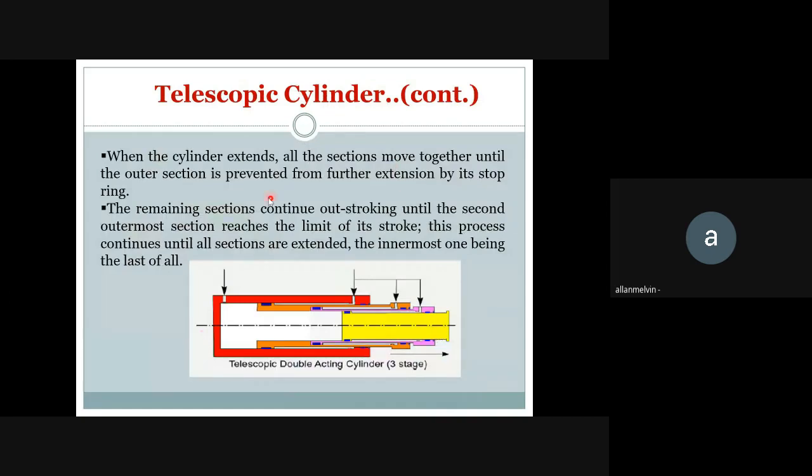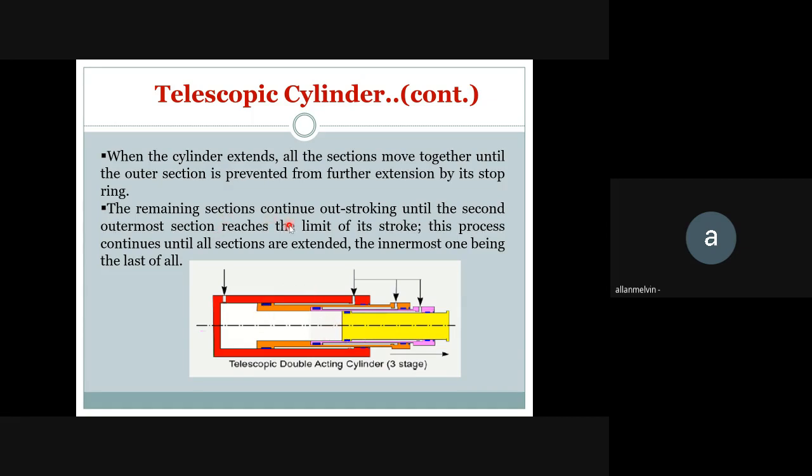Okay, so when the cylinder extends, all the sections move together until the outer section is prevented from further extension by a stop or lock. So it will extend first, all will extend until the outer one. As I said, maybe the orange part will move first fully, then it will pull the purple and also the yellow. Or the yellow will move first, then purple, then orange. So it can be either way.